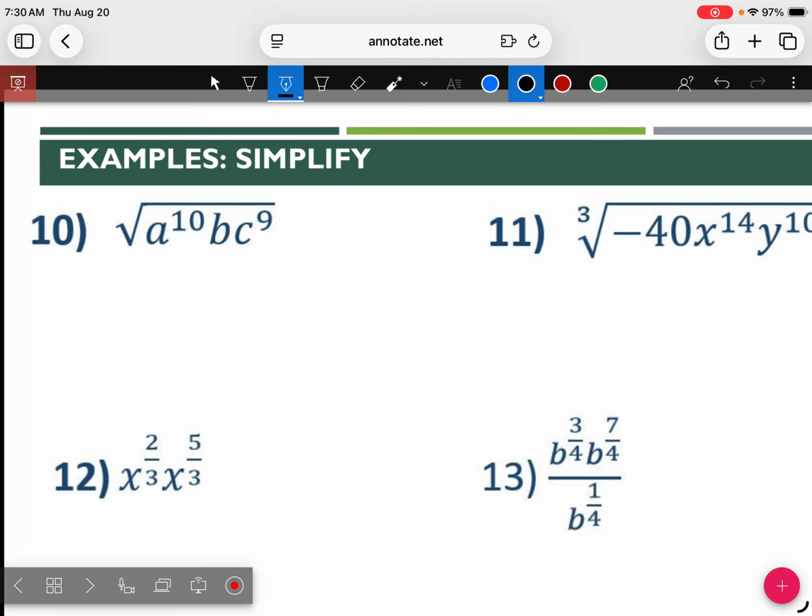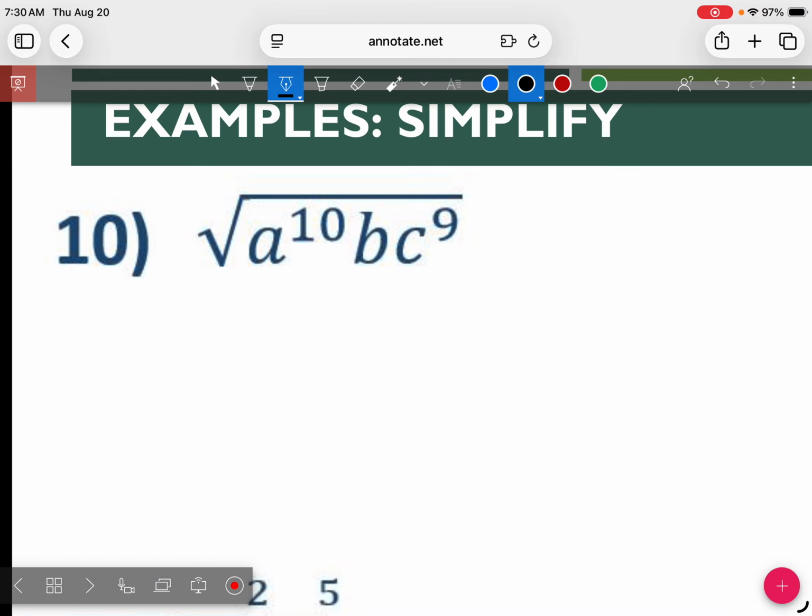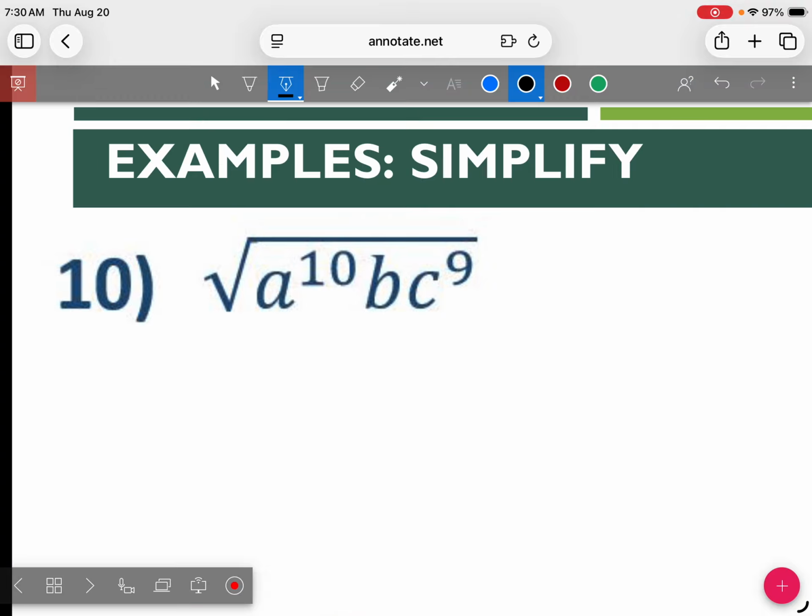Let's look at number 10. Go ahead and copy down 10. Now, what's the invisible number? When you don't see a number, there's a 2. So this means I'm looking for twins. I'm looking for pairs.